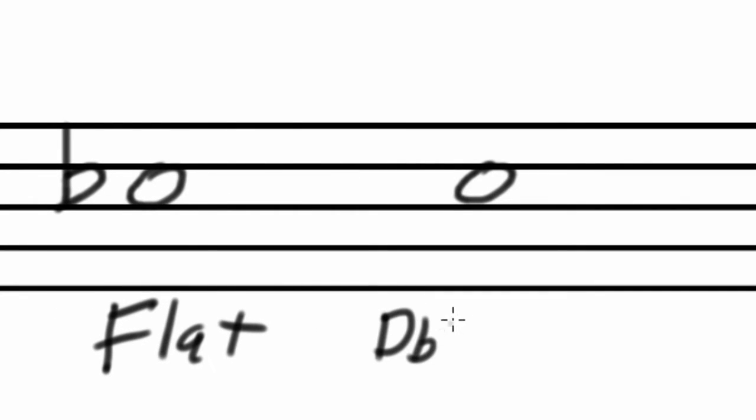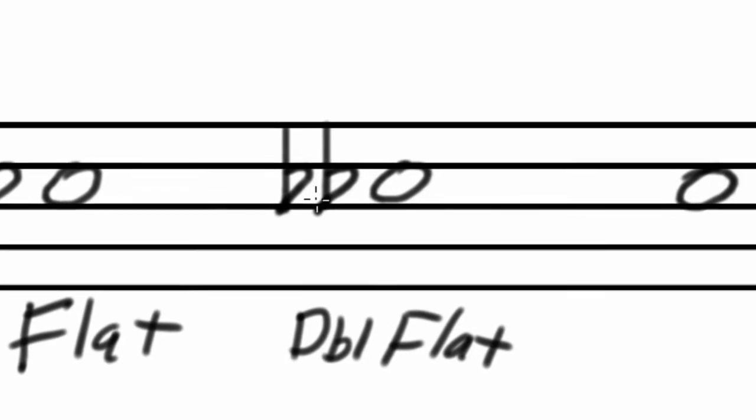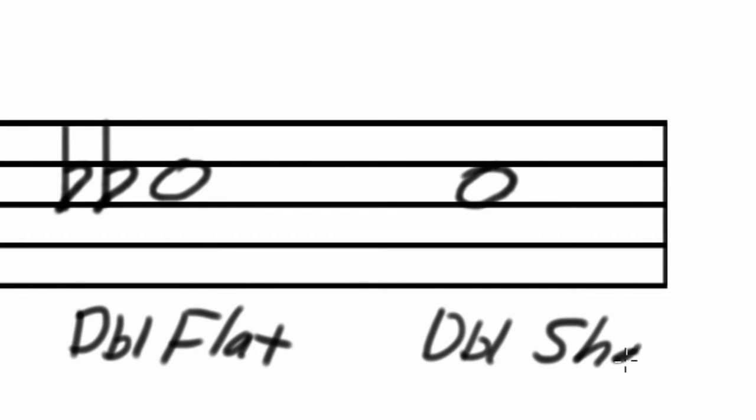We have the double flat, which is just 2 small Bs. It's best to go backwards. That way, you know you have plenty of space. So we make 2 flats, and that's a double flat. And lastly, the one we have here is the double sharp. On the double sharp, you can just use an X.